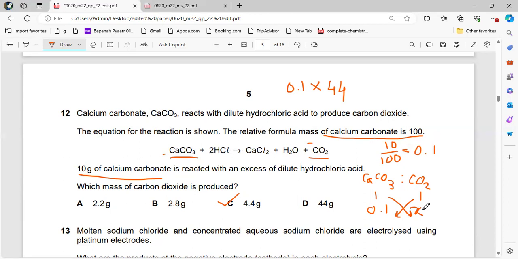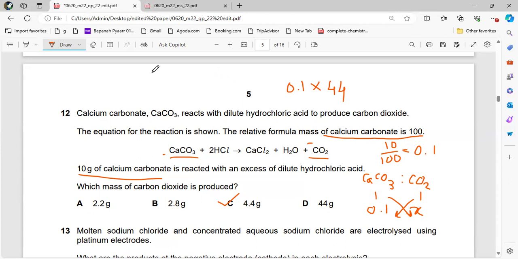For CO2, we have to find it out. So, it is X. We will cross multiply it. As it is 1, there is no need of dividing or doing anything. So the value will remain same, 0.1. So moles of CO2 is also 0.1.